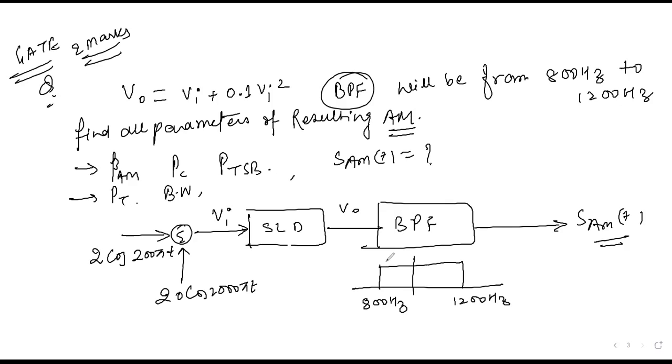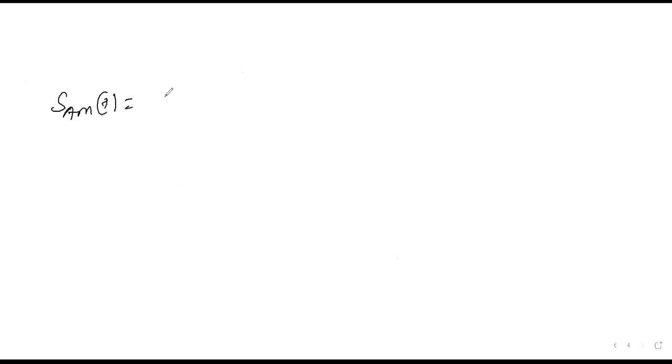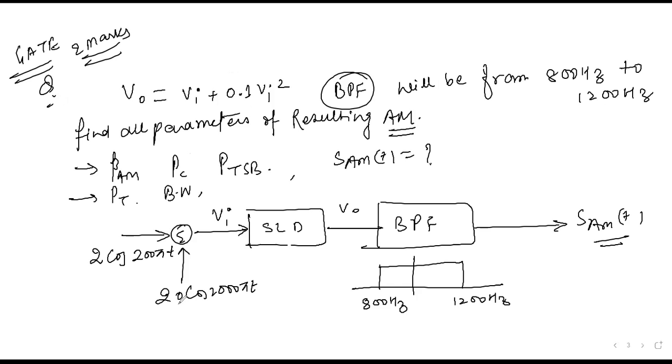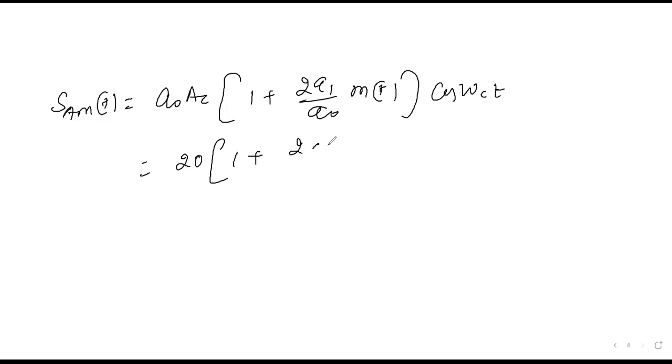My dear friends, how can you write it? A1 is 0.1 and A naught is 1. So what is the resulting AM signal? This is A naught AC times 1 plus twice A1 by A naught into M of t, cos omega ct. So A naught is 1 and AC is 20. So this is 20 times 1 plus twice 0.1 upon 1 into M of t, which is 2 cos 200 pi t, and this is cos 2000 pi t.